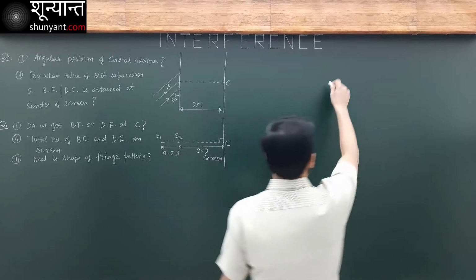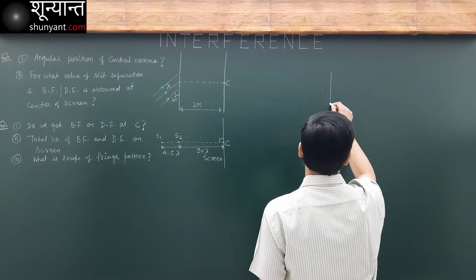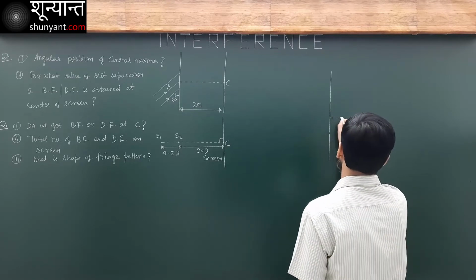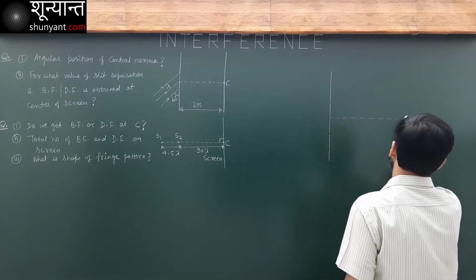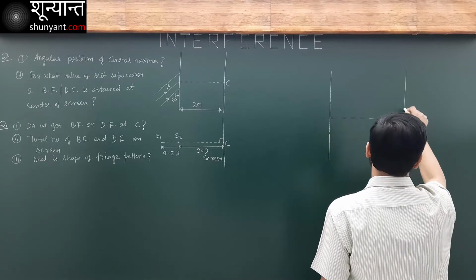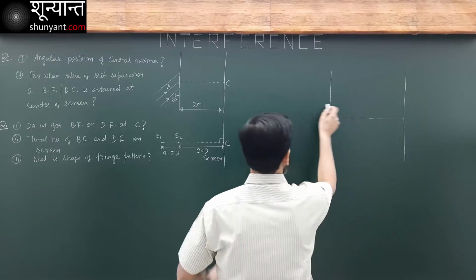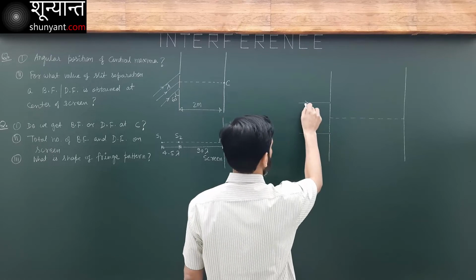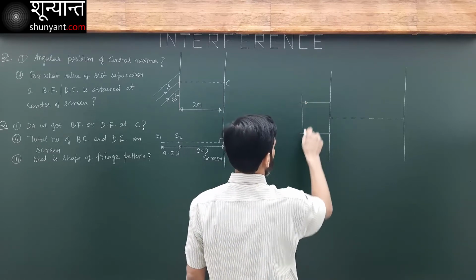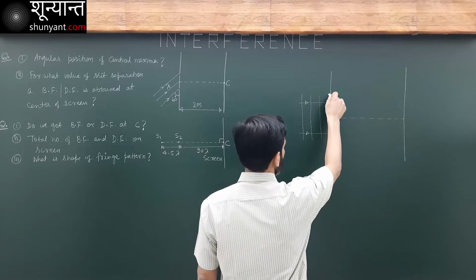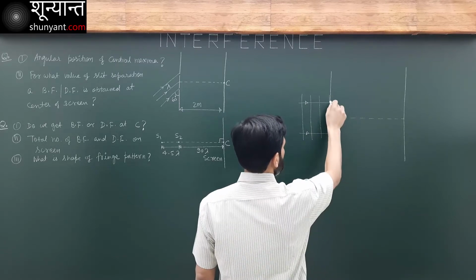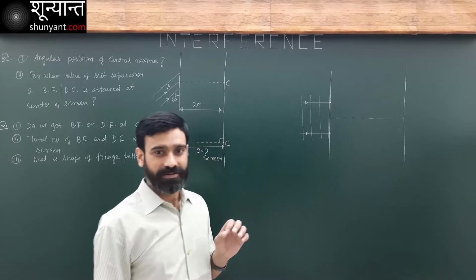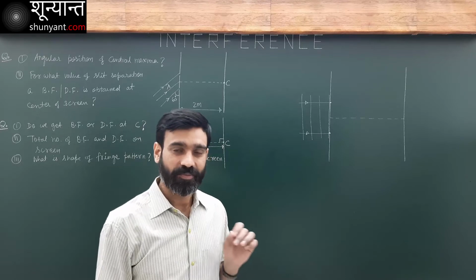If I have light incident in the normal arrangement, this is the normal arrangement. So light is incident like this. This is my light ray. These are my wave fronts. That means the light here and the light here are in the same phase.